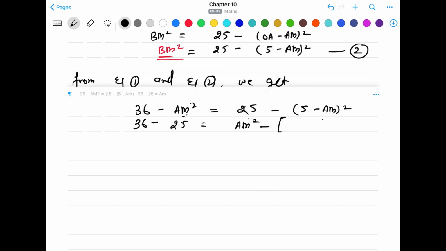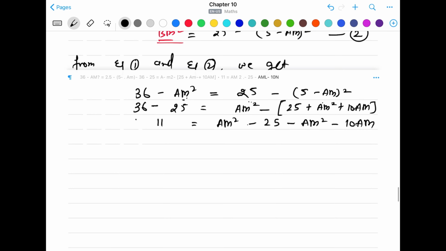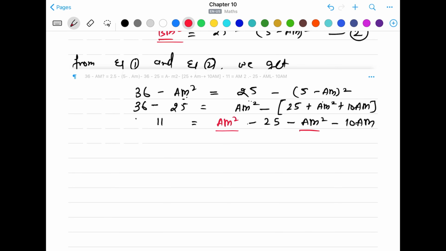Then we have minus, let's expand the a minus b whole square here. So we have a square, which is 25, then plus b square, that is AM square, then 2ab, that is 2 into 5 is 10 AM. So we have 36 minus 25 is 11. On the other side we have this AM square. Let's open the bracket, so all the signs will be reversed, that is minus 25 plus minus AM square and minus 10 AM. So these two will be cancelled out.